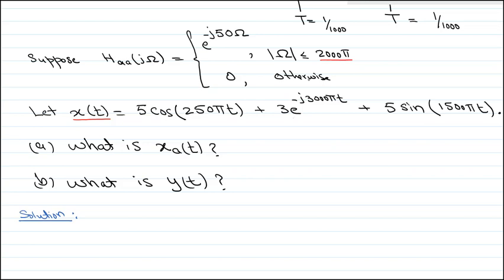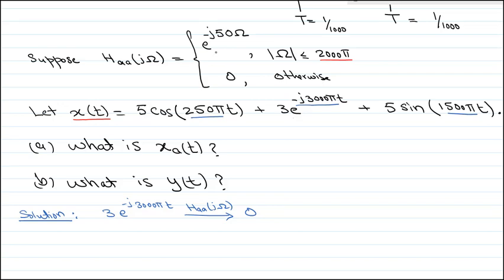Since the anti-aliasing filter blocks everything above 2000 pi, let's look at the frequencies in our input signal. It's 250 pi, so it is not blocked. This is 1500 pi, it is not blocked. But this is minus 3000 pi, which is not within minus 2000 pi to 2000 pi. So when we have 3 minus e to the minus j 3000 pi t, this is passed through the anti-aliasing filter, the output is going to be 0. So we don't have to worry about that.